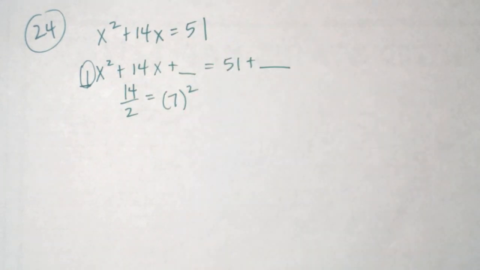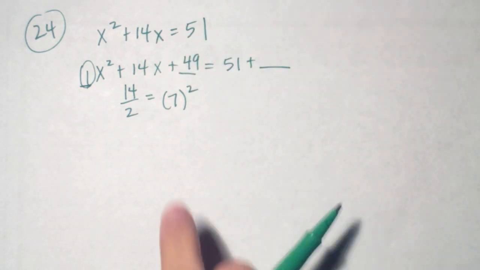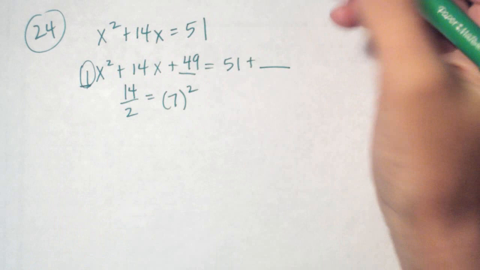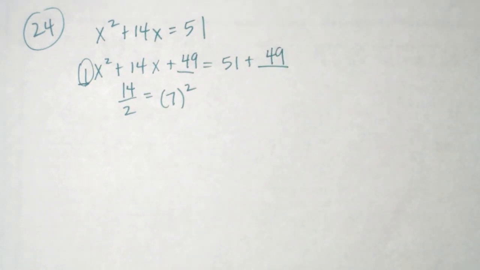It's always take the middle number, divide by 2, and then square it. That's the rule on how to complete the square. Divide by 2, and then whatever that number is squared. So 7 squared is 49. 49 times 1 is 49. So I can put that on the other side too.